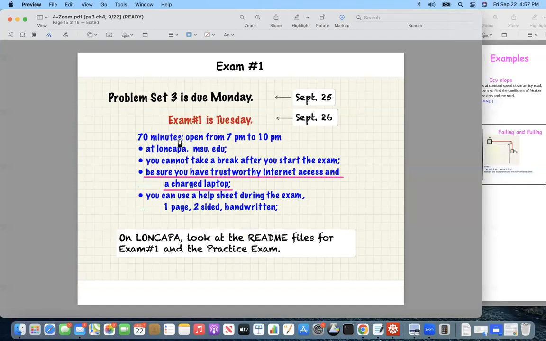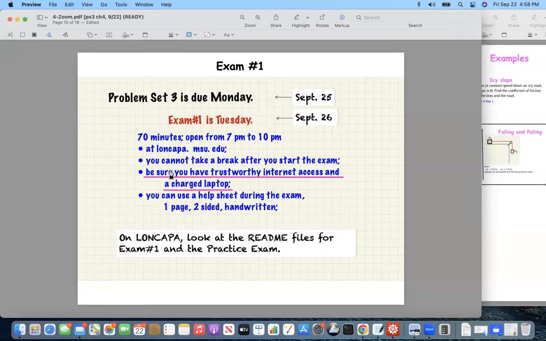The exam will be 70 minutes long. It'll be open from 7 p.m. to 10 p.m. Tuesday night. It'll be at lonkappa.msu.edu. It's 70 minutes long, and you can't take a break after you start the exam. After you start the exam, a timer will start. You have 70 minutes from when you look at the first question to when the timer turns you off.